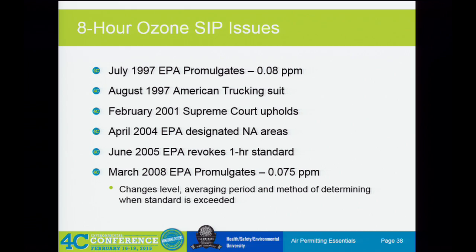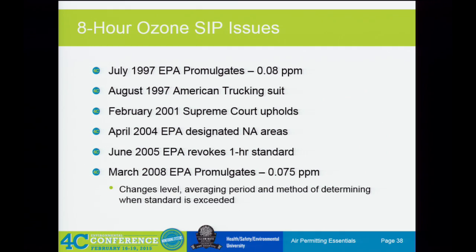So one of the things that has been going on over the last 10, 15, 20 years has been the reduction of the ozone standard. So we've got our 8-hour ozone standard state implementation plan issues that have resulted from this. In July 1997, the EPA promulgated the 0.08 standard. In August of '97, American Trucking sued the EPA, said that standard was too stringent.